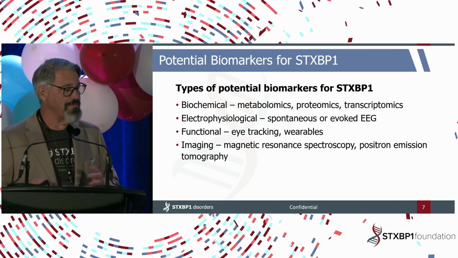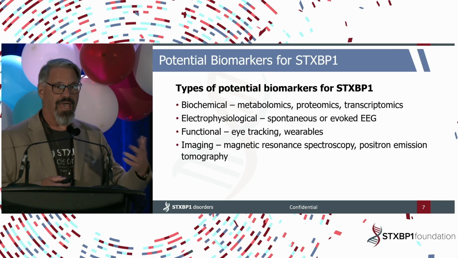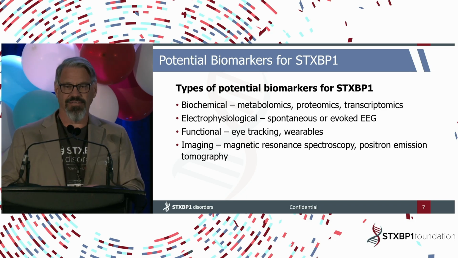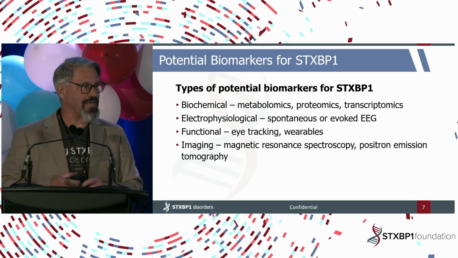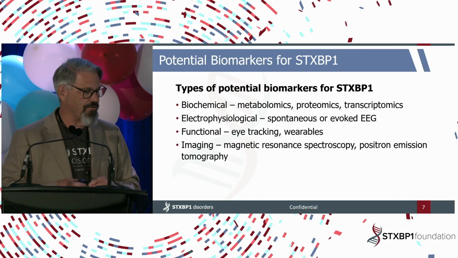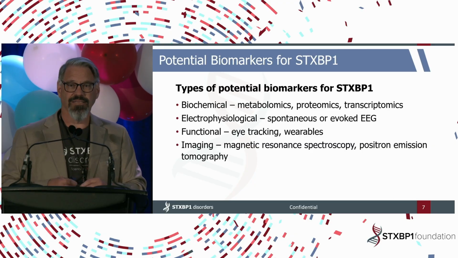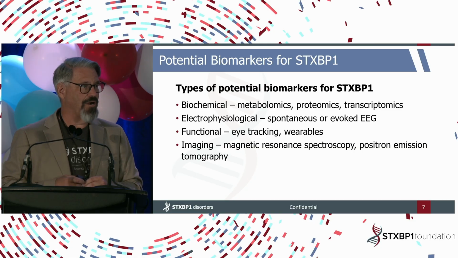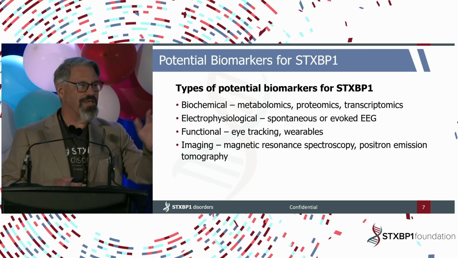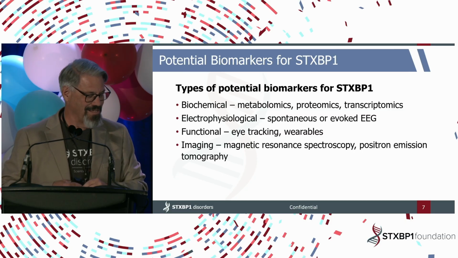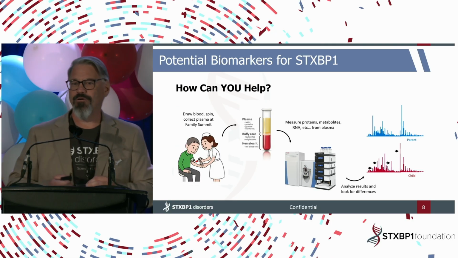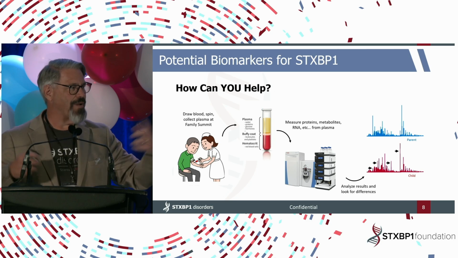There are several types of potential biomarkers. There are biochemical biomarkers, and these are metabolomics, or basically metabolites that can be measured in your blood, proteins, RNA transcripts. There are electrophysiological biomarkers like EEG, functional biomarkers like how somebody's eyes may track, for example, or wearables. We'll hear more about this in the next talk. And imaging biomarkers.